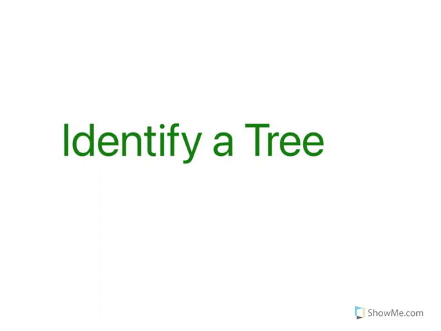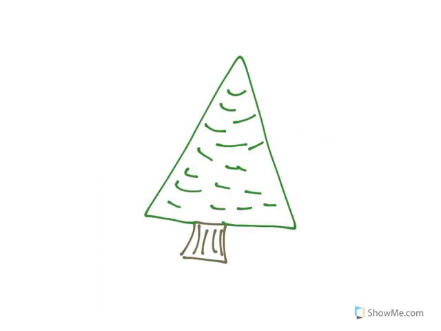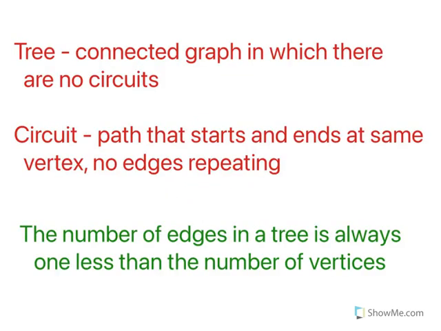Let's identify a tree. No, not that kind of tree, silly. We're talking about graphs. When we talk about graphs, the idea of a tree is a connected graph in which there are no circuits. Well, what is a circuit? A circuit is a path that starts and ends at the same vertex with no edges repeating.